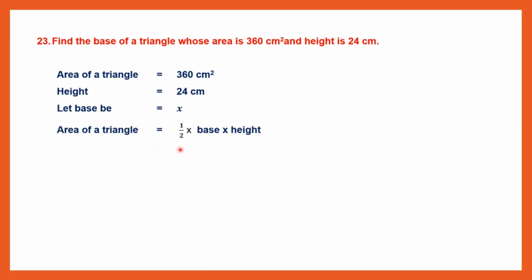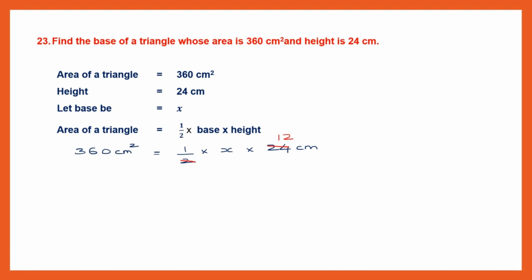Area of a triangle, the formula is 1 by 2 into base into height. That is, area is already given to us, so let's substitute and write 360 centimeters square is equal to 1 by 2 into base, which is what we don't know, and height is 24 centimeters. So now we can find the value of x. Let's cancel a few things. So here I can cancel 2 and 24, so that is 12.